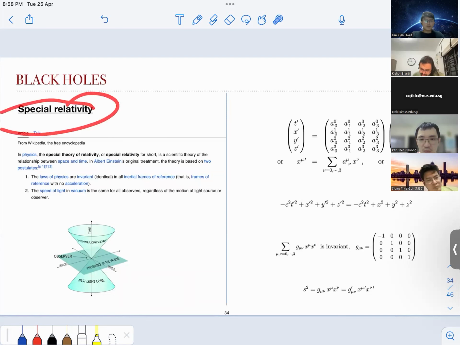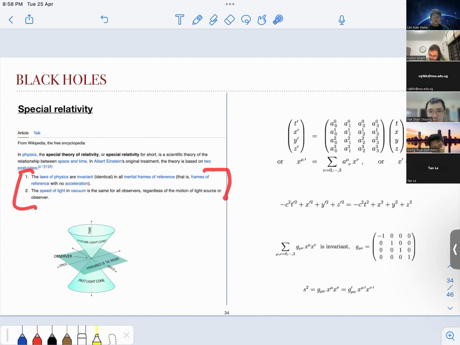In special relativity, you have basically two rules. The first rule is that the laws of physics are the same in all inertial frames of reference. And second, the speed of light in vacuum, no matter how fast an observer is moving, is always the speed of light, which is c, 3 times 10 to the power 8 meters per second. Many of you must be aware of this notion of light cones, forward light cone, backward light cone, and all this.